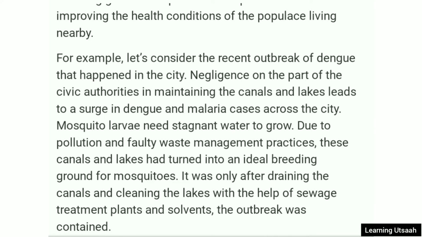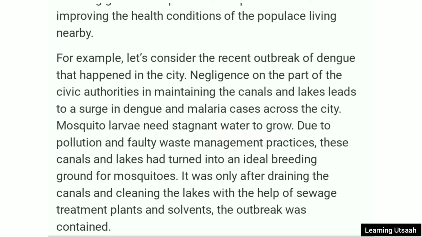For example, let's consider the recent outbreak of dengue that happened in the city. Negligence on the part of the civic authorities in maintaining the canals and lakes led to a surge in dengue and malaria cases across the city. Mosquito larvae need stagnant water to grow. Stagnant means एक जगह ठहरा हुआ पानी.